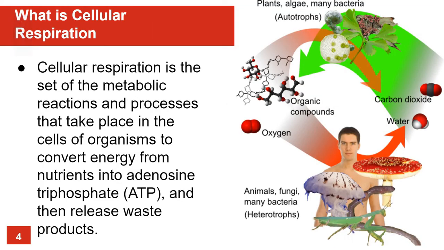All right, so what is cellular respiration? Anybody know? ATP. It makes ATP, right? It's a set of metabolic reactions and processes that take place within cells of organisms to convert energy from glucose, usually going to be glucose, to ATP, adenosine triphosphate, and then release waste products. You know what waste products are? Carbon dioxide and water. Those are waste products of cellular respiration.